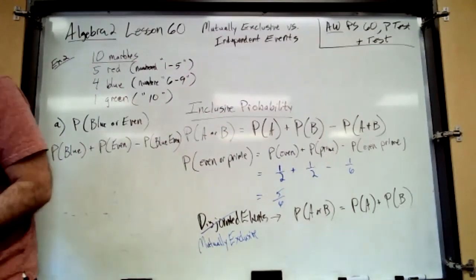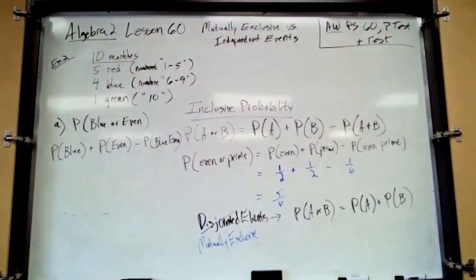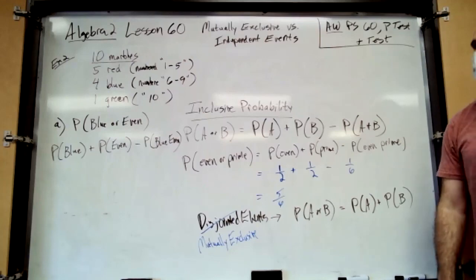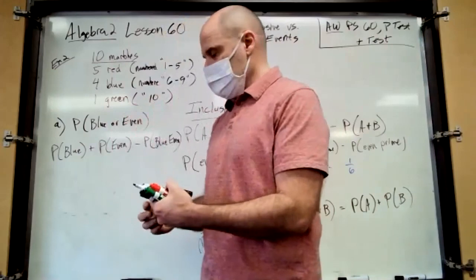Okay, so you have to determine whether this is mutually exclusive or inclusive. If they share anything, if there is such a thing as a blue even number, then it's inclusive, so you use this formula. If there's not, then you can just add the 2 probabilities. So let's add the 2 probabilities.